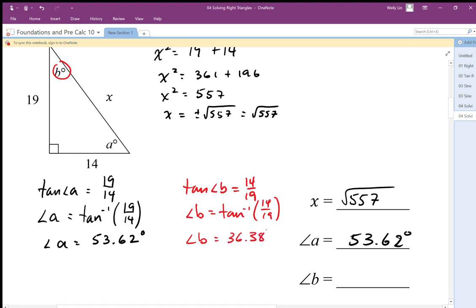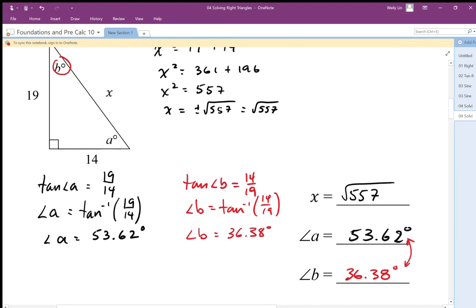Again, we didn't need to use the inverse trig function to find this because of the complementary nature of these two angles. These two angles must add up to 90 degrees. Okay, so we can always work that out. We don't need to use inverse trig to find that angle. We can just subtract from 90 degrees to find that other angle.